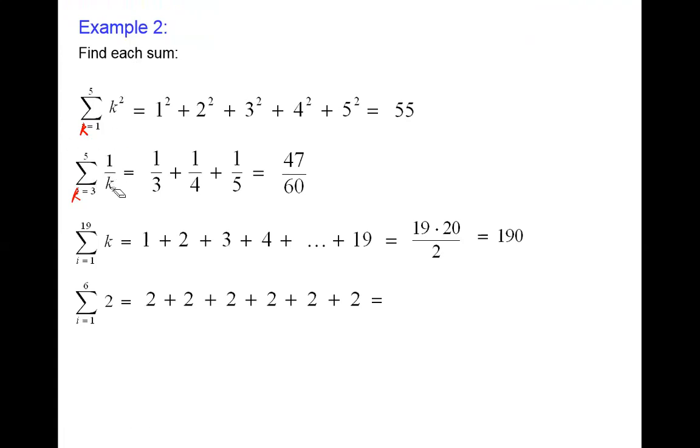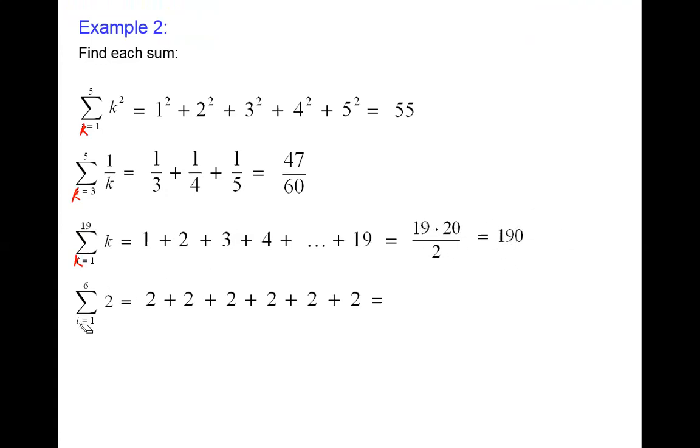Now, please note, we have the formula 1 over k, and k is changing from 3 to 5. 3, 4, 5 only. Okay? And then now, k is changing from 1 to 19. For this one, I could sit and add them together, but I did use the formula because it's the counting numbers. 19 times one number more over 2, n times n plus 1 over 2.